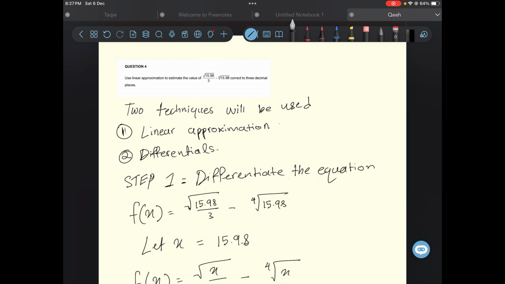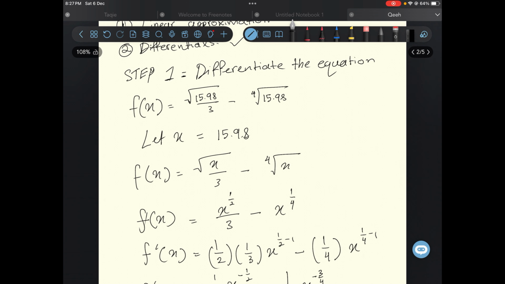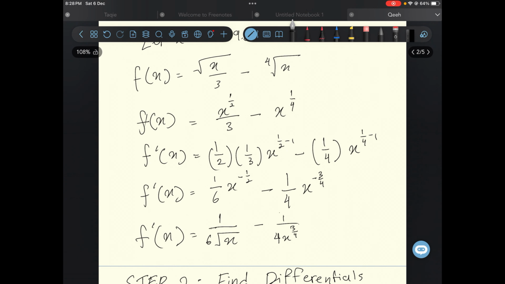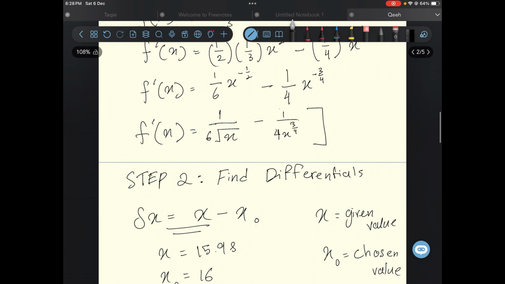My name is Nimo Fakir, and I will do question 4. There are two techniques that will be used in this question. The first one is linear approximation, and the second one is differentials. Our first step is to differentiate the equation, and to do this, we simply declare our x to be 15.98. After we have done so, we do differentiation like normal. As you can see, the answer should be like this.